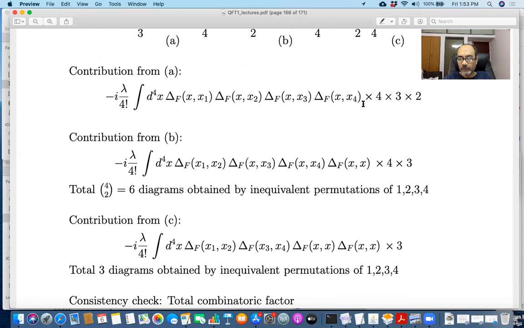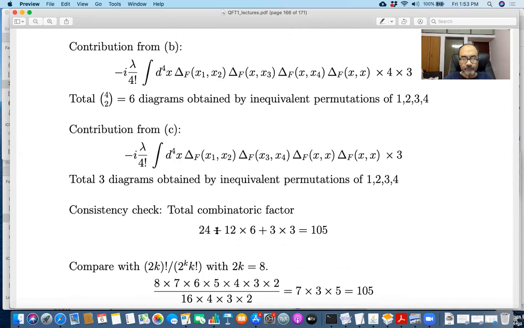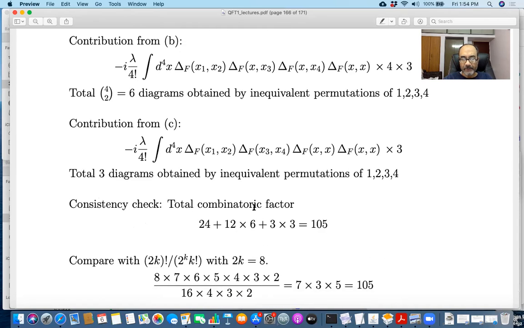So let's do that counting. This number is 4 times 3 times 2, that's 24. So that's 24 over here. Here you have 4 times 3, so 12 is the combinatoric factor. But there are 6 diagrams, each with combinatoric factor of 12. So the total combinatoric factor from this class of diagrams is 12 times 6. And here the combinatoric factor is 3, and the total number of diagrams is 3, so that's 3 times 3. And if you add up these numbers, you get 105.